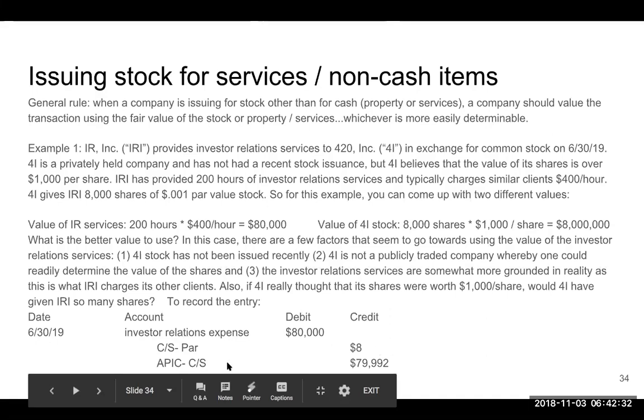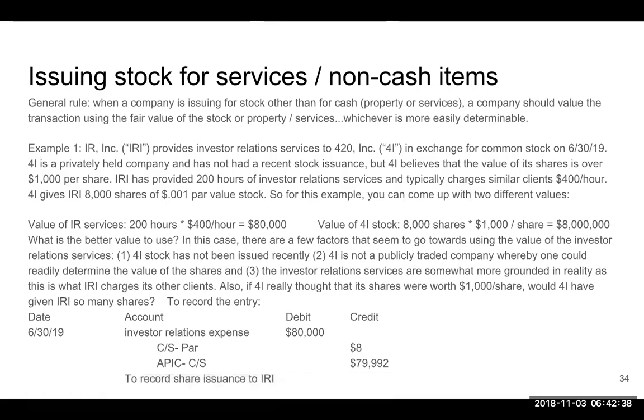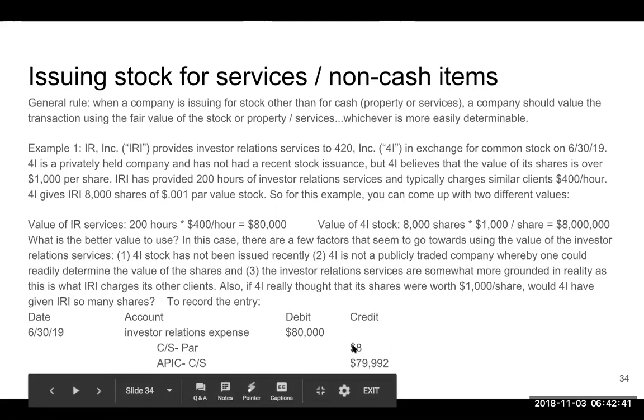Then we have here additional paid-in capital common stock. That's going to be the difference between the value that we're assigning for the services less the par value, or $79,992.